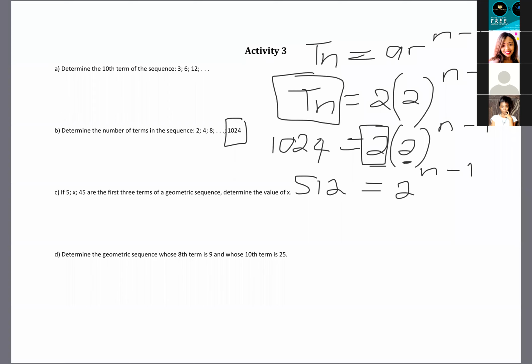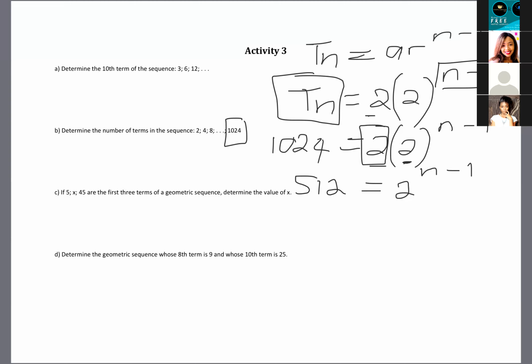And then I have 512 equals 2 to the power of n minus 1. Are you with me? Yes, ma'am. So just remember not to make that mistake. I know it's very tempting to just multiply the 2s in, but this 2 that's inside the bracket has an exponent on its own. So that means I can't do anything about it. I can only get rid of this 2 that's in front of it. Are you with me? Yes, ma'am.